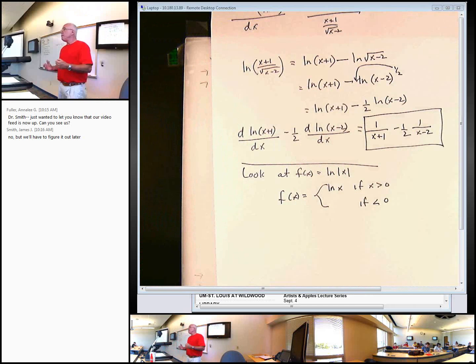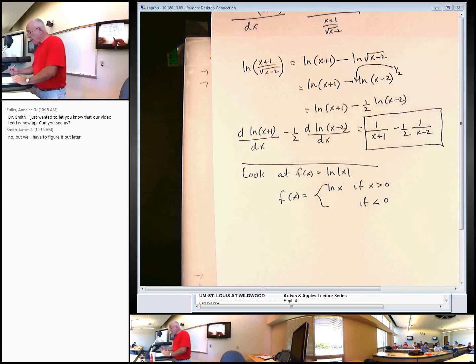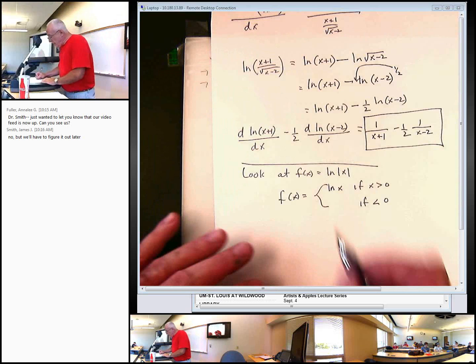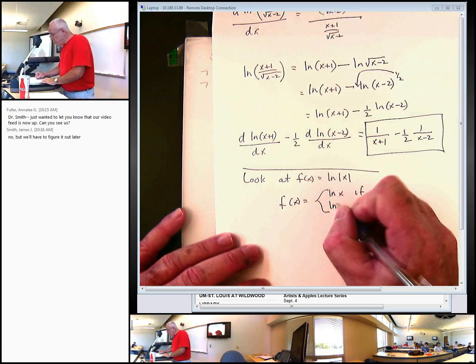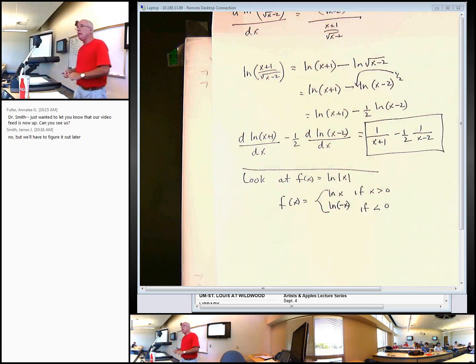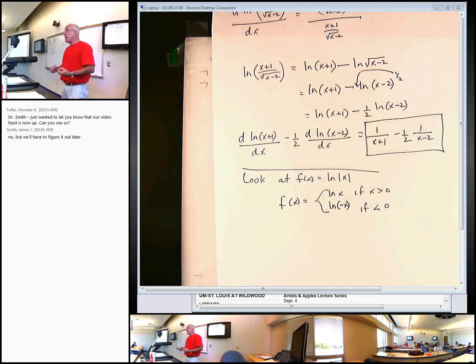Now, what happens if x is negative? What's the absolute value of negative 5? 5, right? Because it's always a positive number. So if x is negative, we have the ln of minus x, because when it's negative, the absolute value equals the negative of the function.